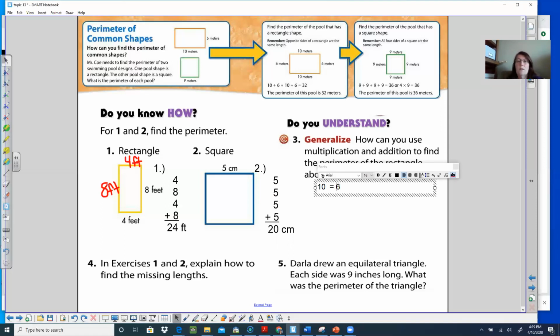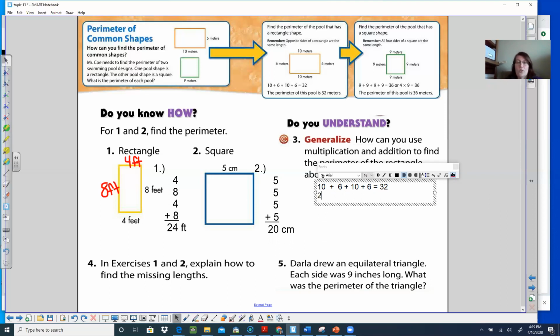Oopsie, that's an equal sign. I hate it when I do that. I forgot to hit shift. There we go. 10 plus 6 plus 10 plus 6 equals, and that was 32. Now I'm going to hit enter. You notice I have 2 10s and I have 2 6s.